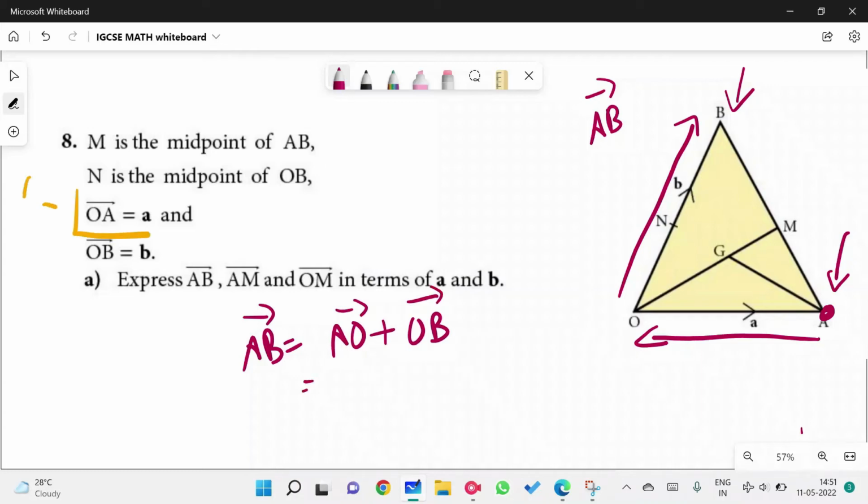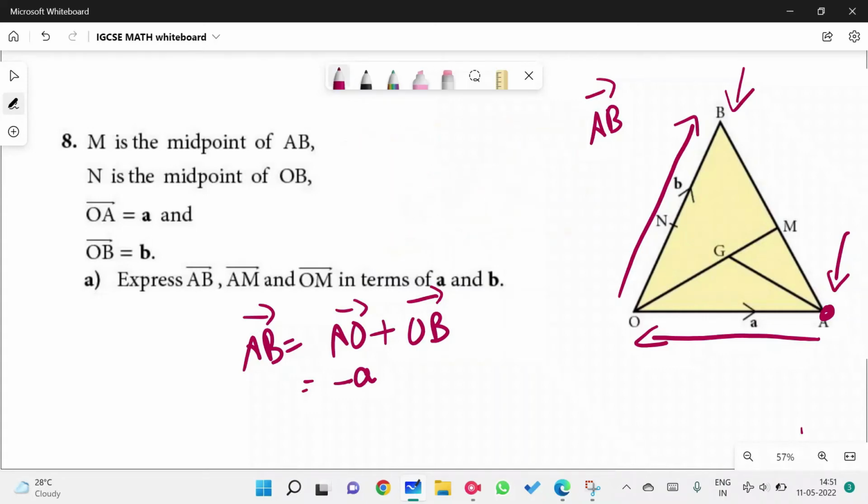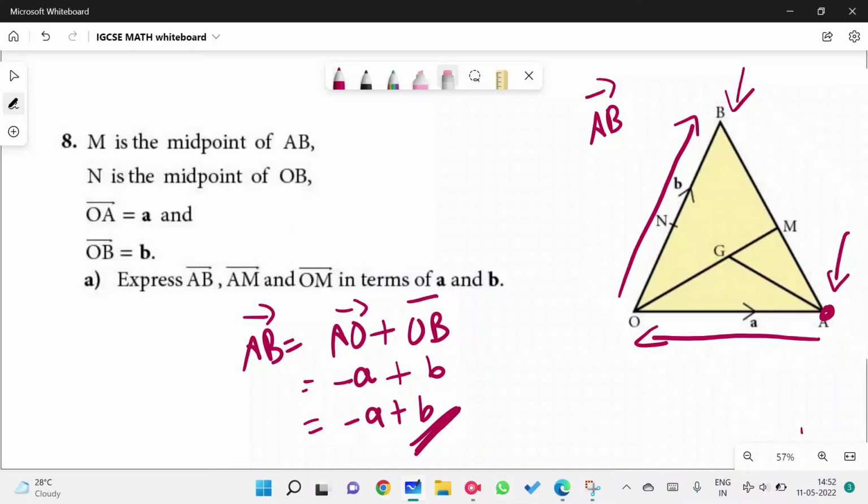Now we have OA bar equal to A in the question, but we need AO bar, which is just the opposite. So you are going to take minus A and not just A. Why? Because we are talking about vectors right now and the direction matters. So OA is not the same as AO. These two are not the same things. They are exactly opposite in direction. Alright, next we have OB bar, which is just B. So the final answer is minus A plus B. That is our AB bar.